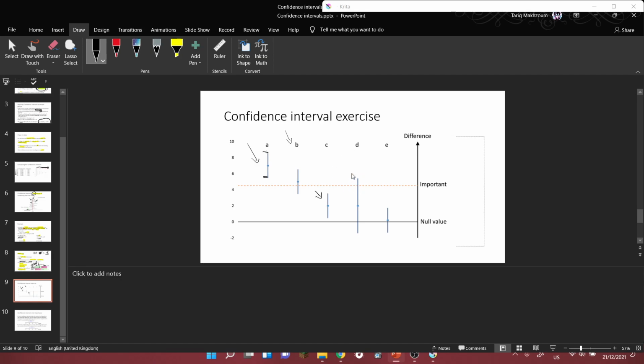Now, drug D is a bit interesting, right? Because drug D includes the null value, so it's not statistically significant. But drug D also includes some values that are above the importance threshold, right? So that means that drug D could be effective as a drug, but we haven't statistically proven that it works yet. And so this means that you'd probably want to do some more tests. Right, and finally with drug E, it includes the null value, so it's not statistically significant. And it also doesn't include any values above the importance threshold, so we know that this just isn't a useful drug.